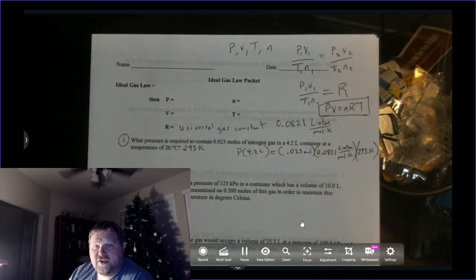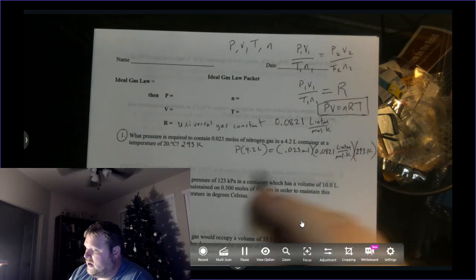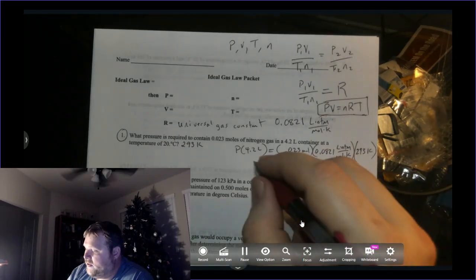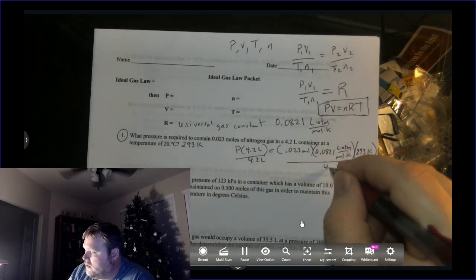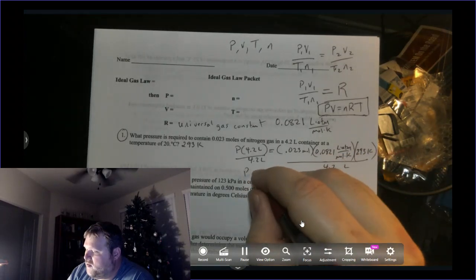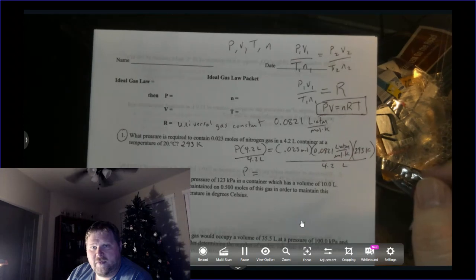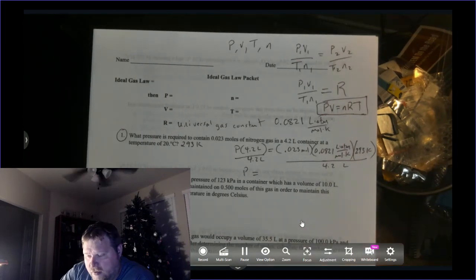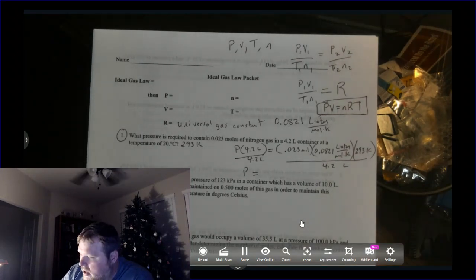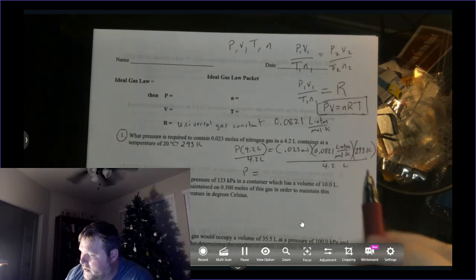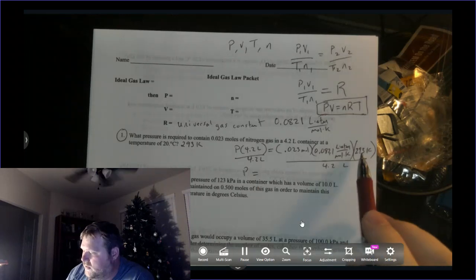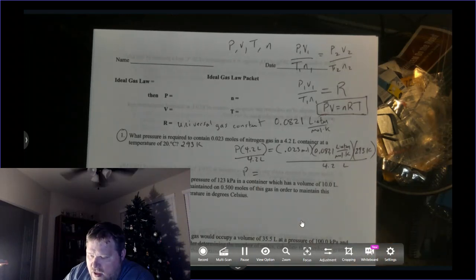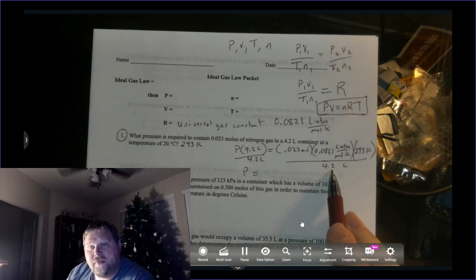So that's it. I've substituted into PV = nRT with all the information that I need, and I'm going to divide both sides by 4.2 liters. That's going to give me the pressure that I'm looking for. So we'll do that real quick. We'll go ahead and put those numbers in: 0.023 times 0.0821 times 293. And then I'm going to divide that by the 4.2.